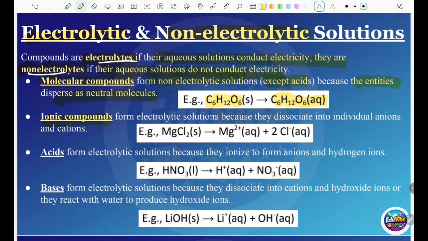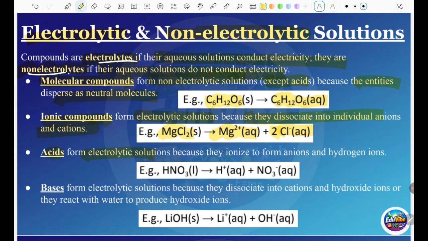Ionic compounds we already discussed. These are electrolyte solutions because they dissociate into individual anions and cations. Like MgCl2, which is solid. We dissociate it because it is an ionic compound and forms an electrolyte solution. We get Mg2+ aqueous and Cl- aqueous, and we balance that with 2. So you have to know how to balance things and how the reaction takes place in every situation we discussed here. So that's the ionic compounds.